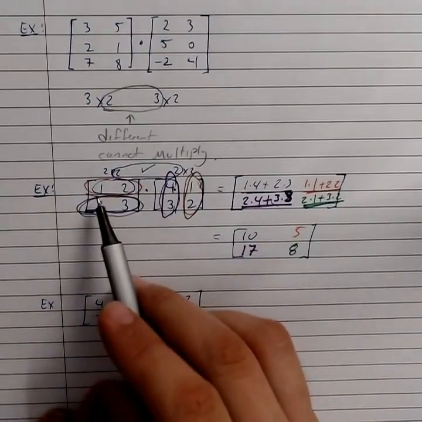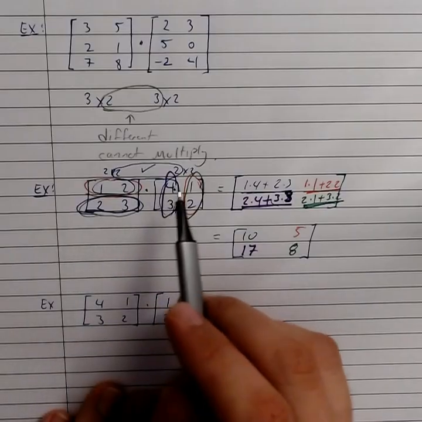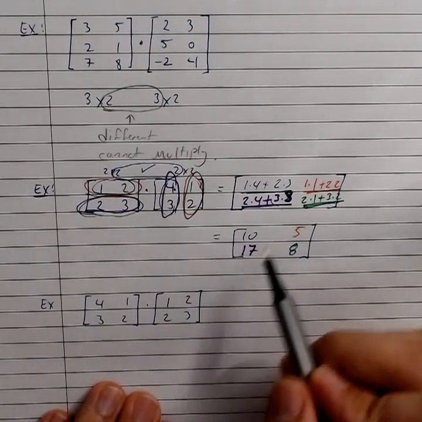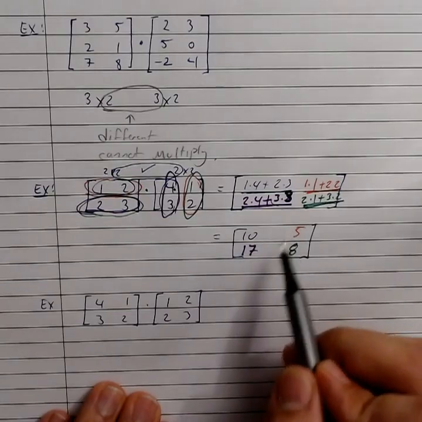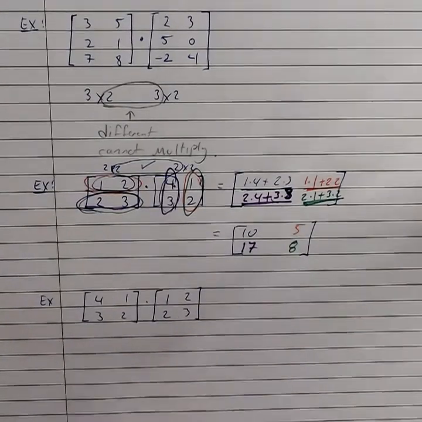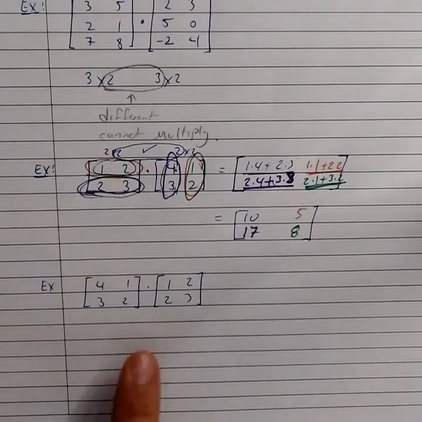If we multiply together 1, 2, 2, 3 with 4, 1, 3, 2, the answer is the 2 by 2 matrix 10, 5, 17, 8. Go ahead and try this one. Multiply these two together, and once you get an answer, go ahead and unpause the video and we'll go through it together.